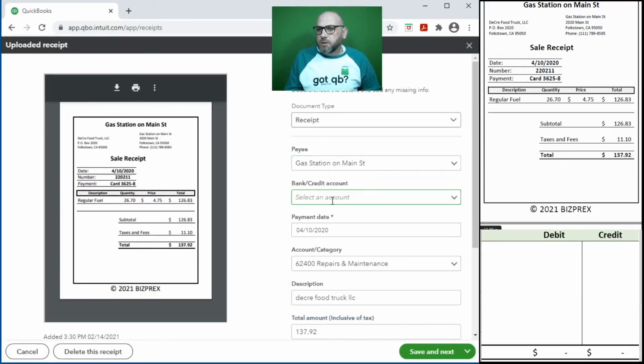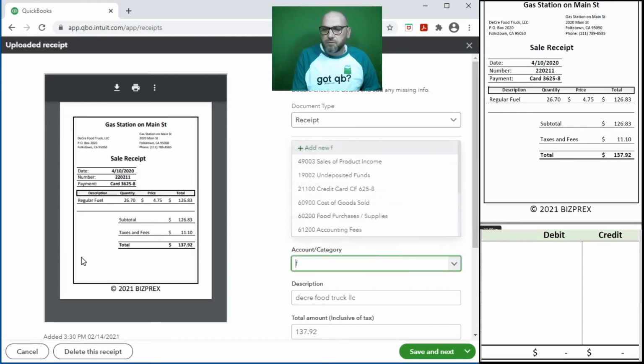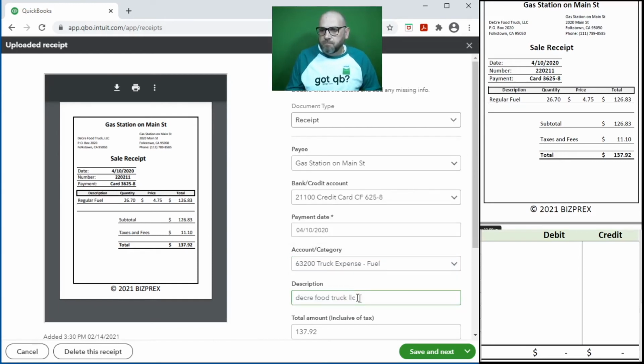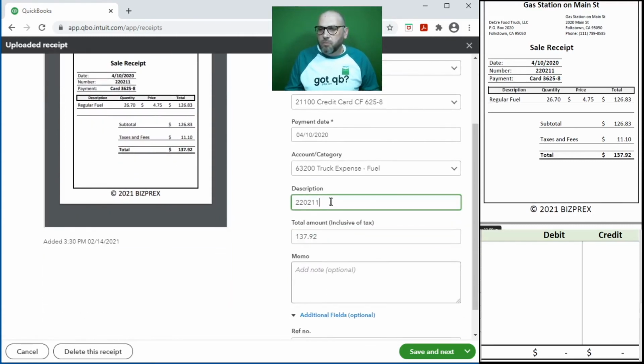All right, gas station. This one is a credit card. All right, payment date, correct. In this case, it's fuel. All right, let's use transaction number. Okay.